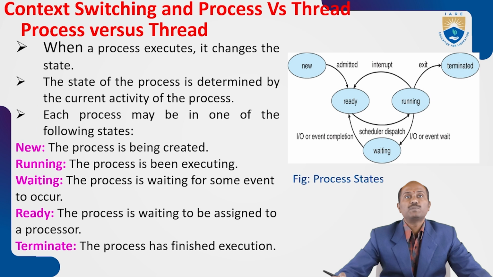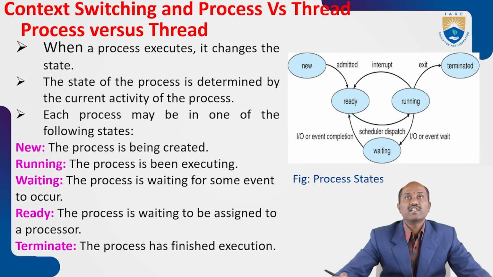The process is being created, that is the new state. The process is being executed, that is the running state. The process is waiting for some event to occur, that is the waiting state. The process is waiting to be assigned to a processor, that is the ready state. The process has finished its execution, so it goes to the terminate state.